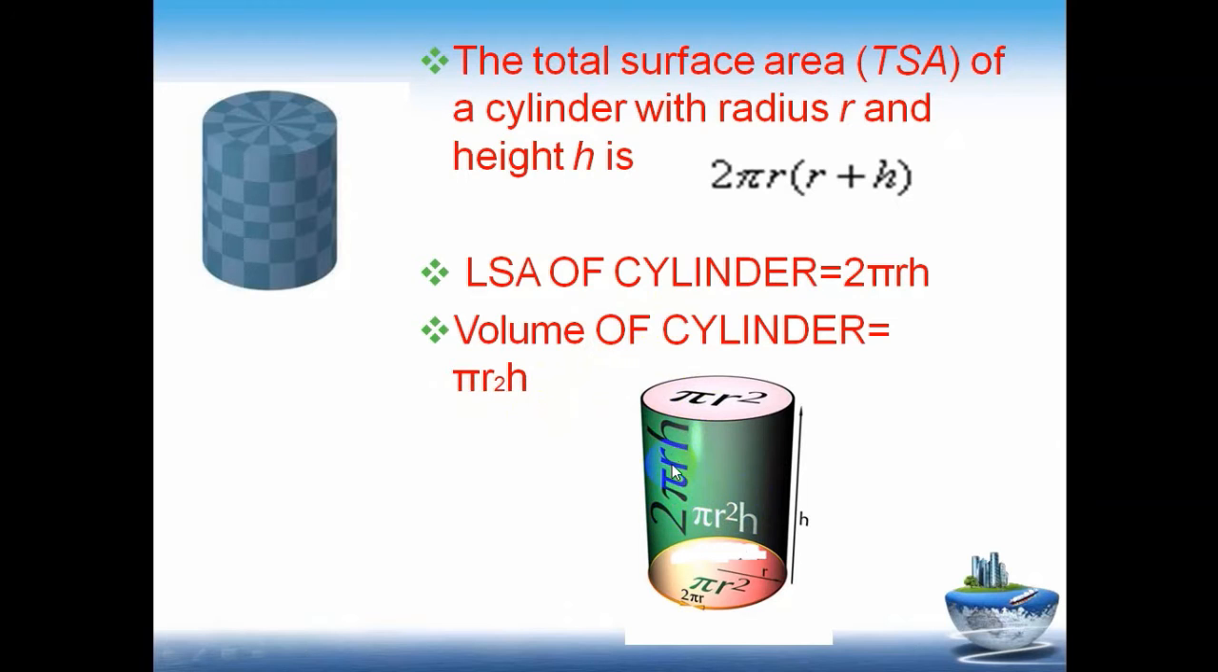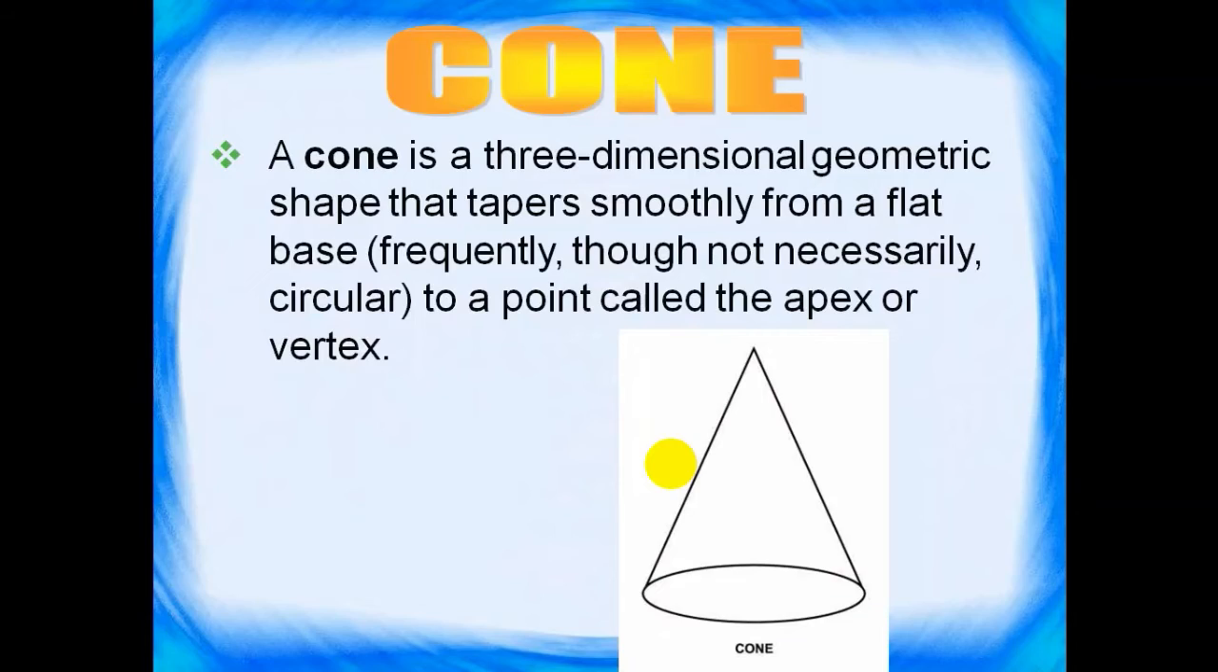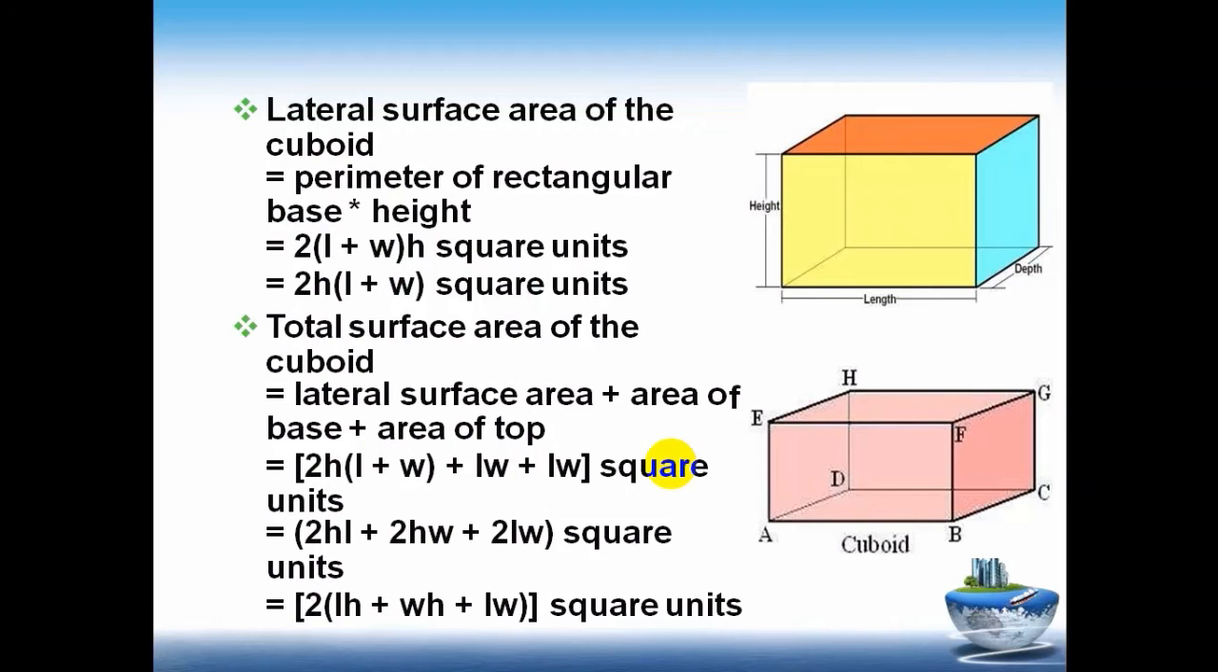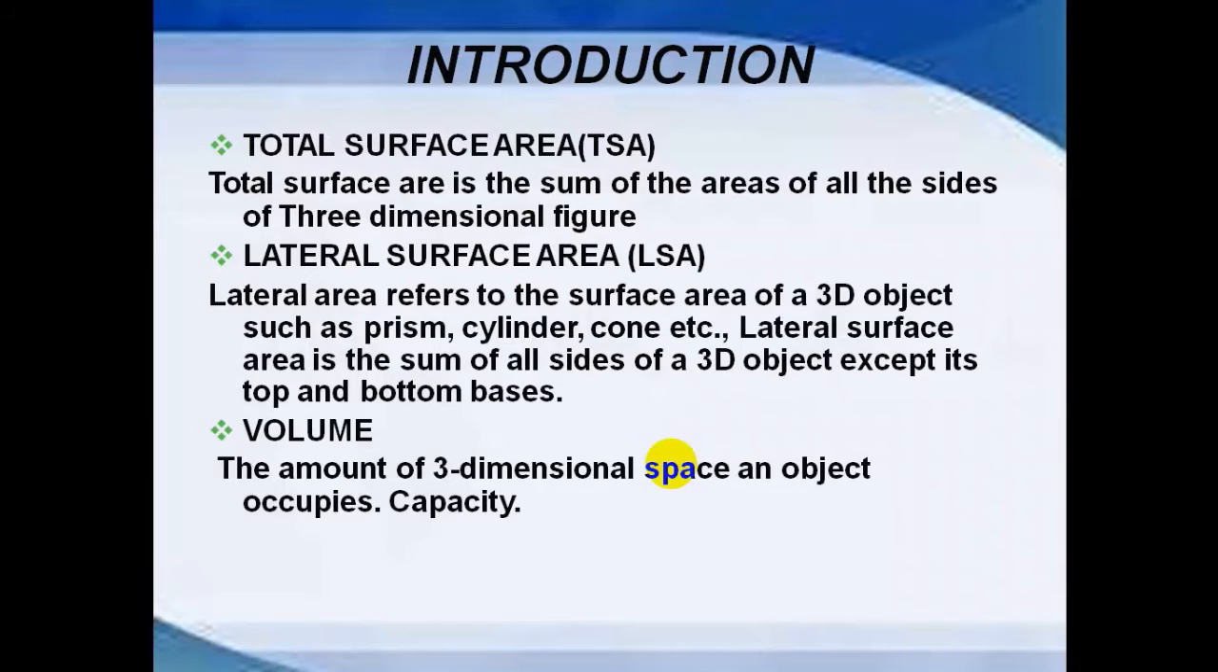You see over here in the previous slides, the lateral surface area formula we have already discussed. Total surface area is the sum of the areas of all the sides of three-dimensional figures, and lateral surface area is the surface area of 3D objects such as prism, cylinder, and cone, etc.